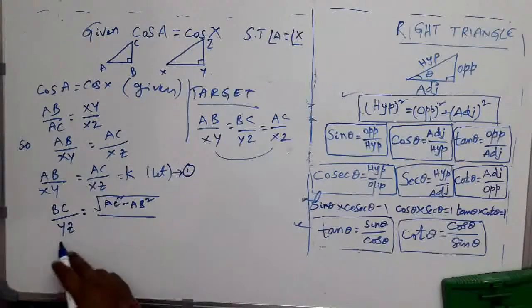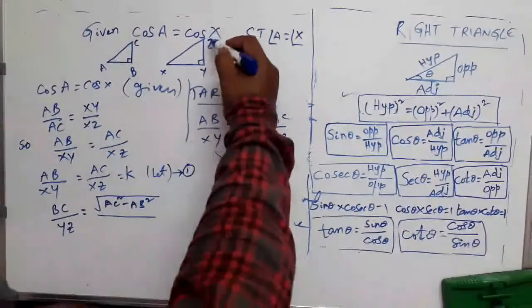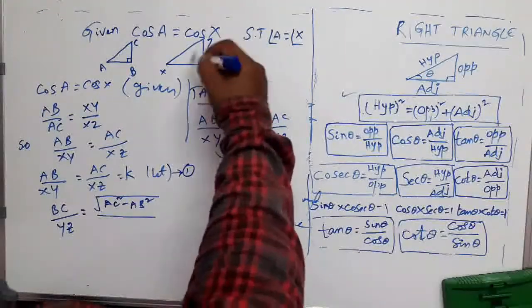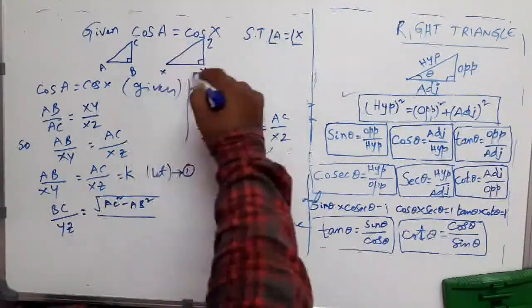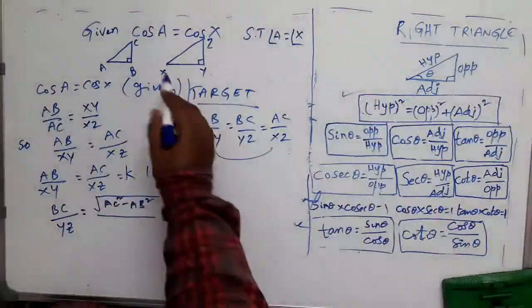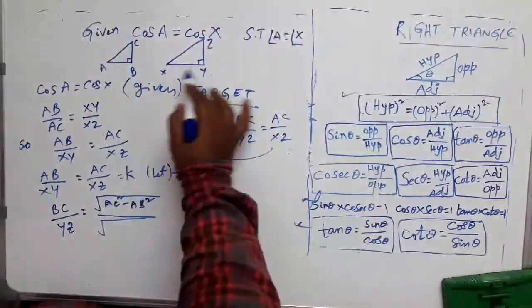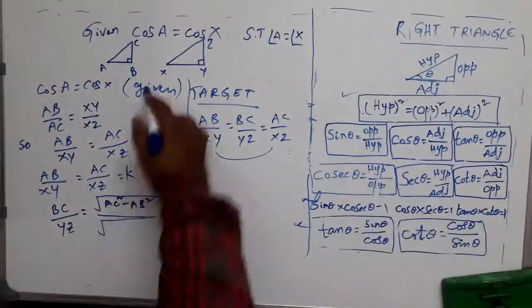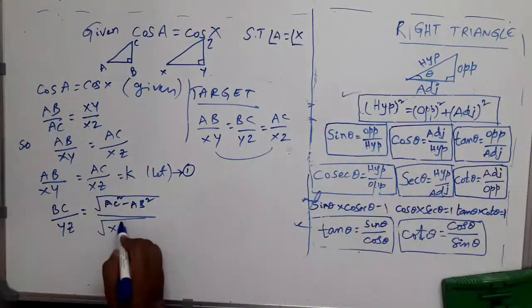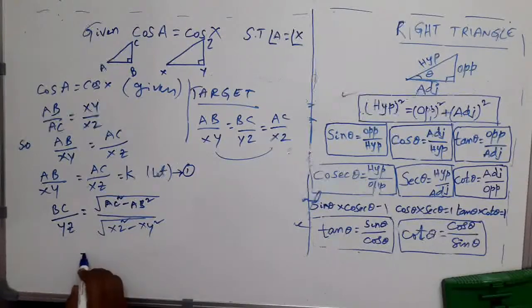In the same way, YZ is this side, right? In this right angle triangle, this is one side. Can I express this YZ in terms of the remaining two sides? Yes, using the Pythagoras theorem, I can write like this, right? Root of square of hypotenuse minus square of other side. That is XZ square minus XY square, right? Yes.